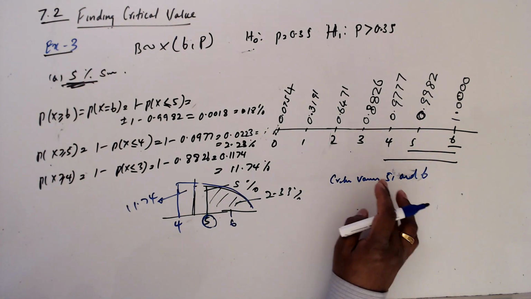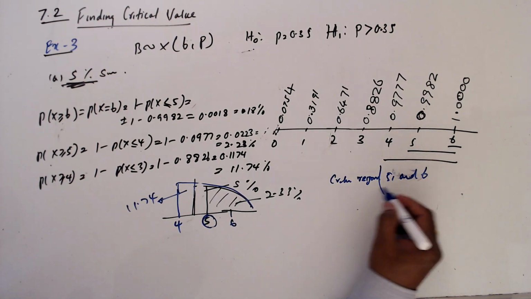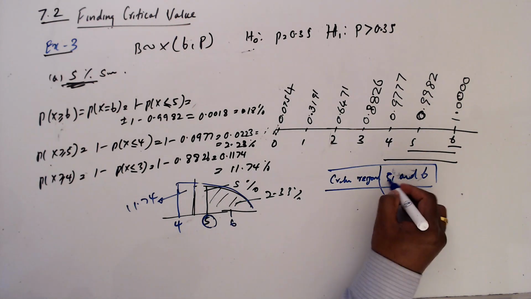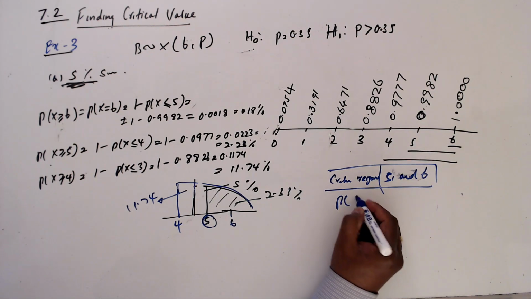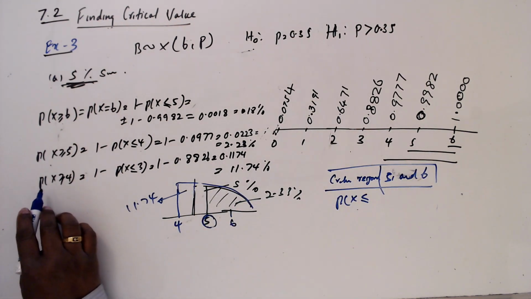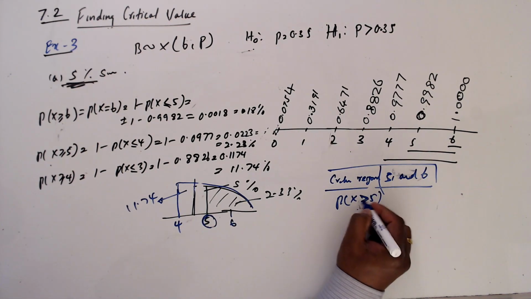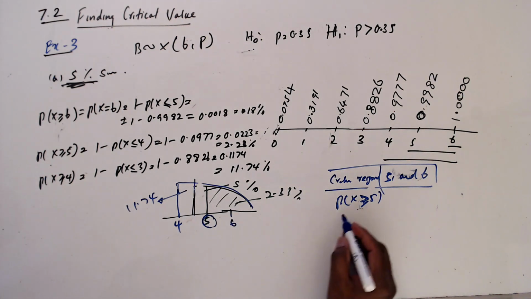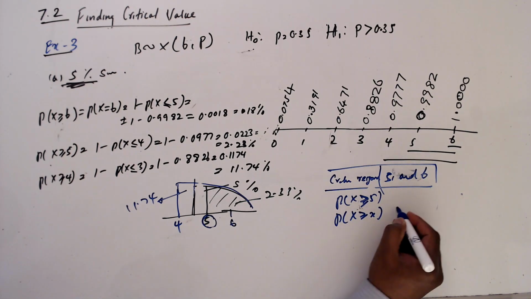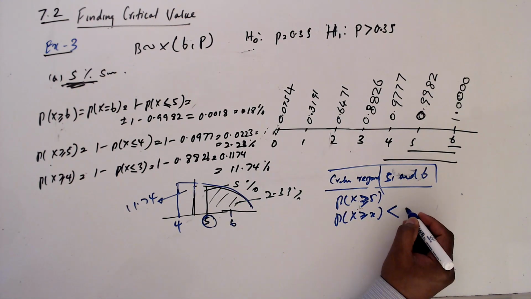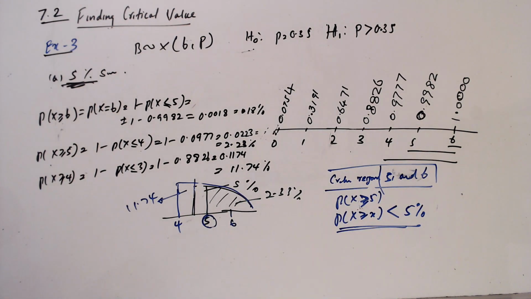Sorry, not the critical values, critical region. The critical region we can state in terms of numbers, 5 and 6, or as a probability: probability of x greater than or equal to 5. Or this is also a better way of writing: probability of x greater than or equal to 5 is less than 5%. This is a standard way of writing.